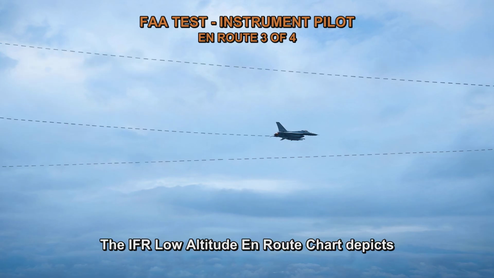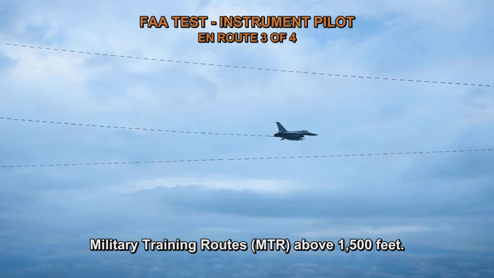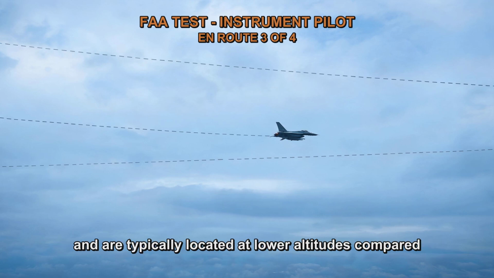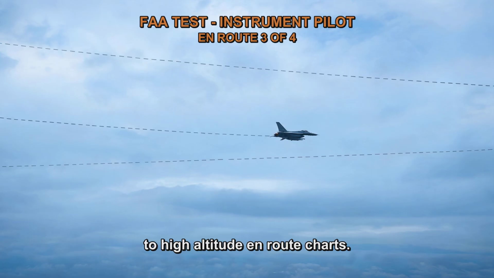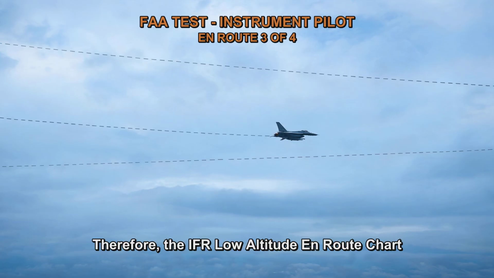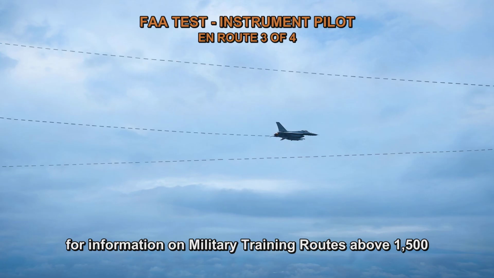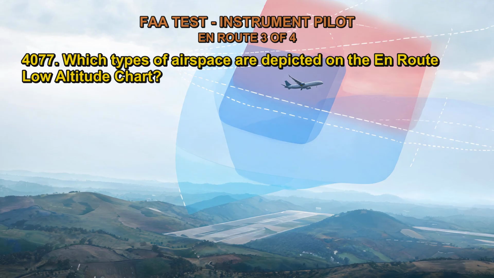The IFR low altitude en route chart depicts military training routes, MTR, above 1,500 feet. These routes are designated for military training operations and are typically located at lower altitudes compared to high altitude en route charts. Therefore, the IFR low altitude en route chart is the chart that pilots would refer to for information on military training routes above 1,500 feet.